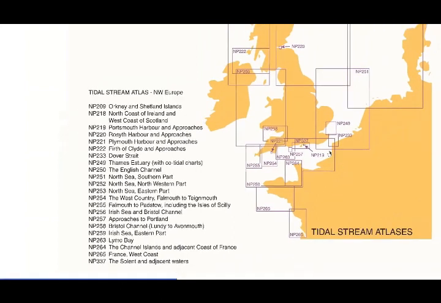If you are passing the Dover, you need NP251 or NP233. So this is the smallest one, 233, Dover Strait. 251 is North Sea, southern part, because it is big, no? So and so on, no? Basta this is the diagram that you will use.